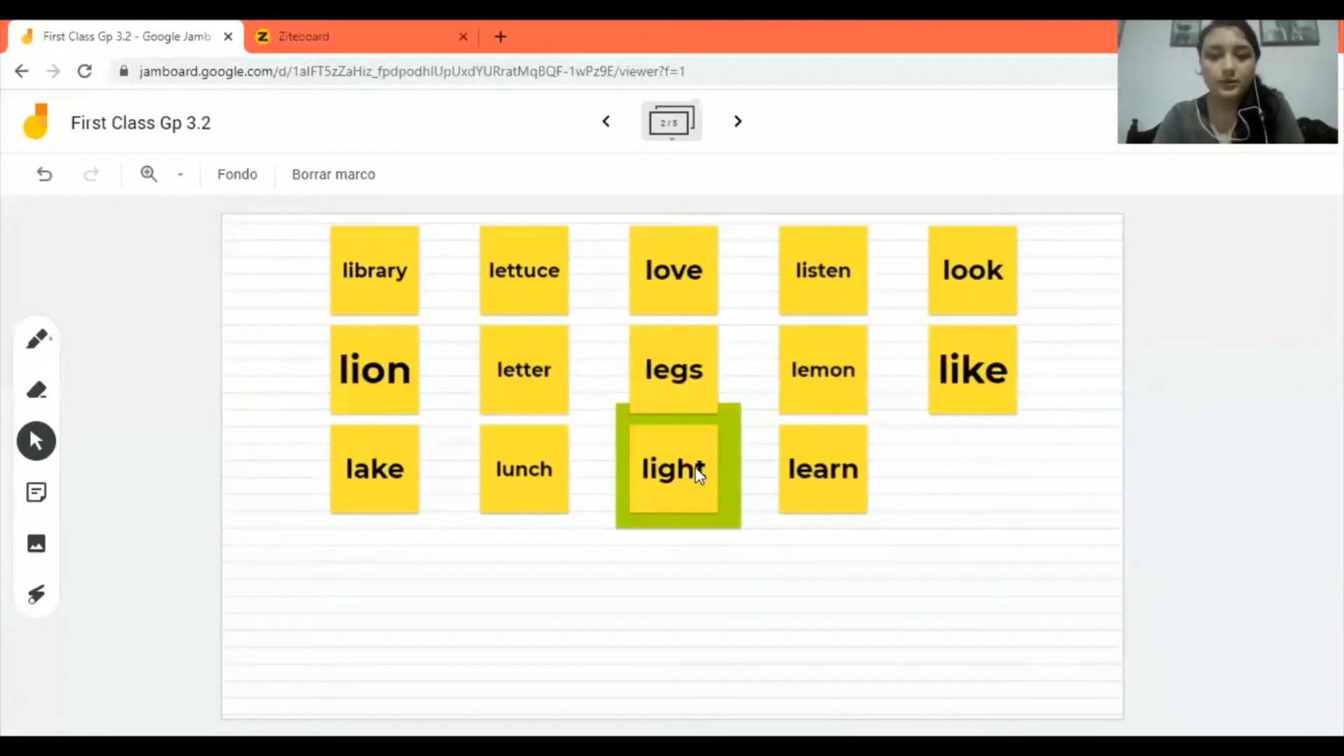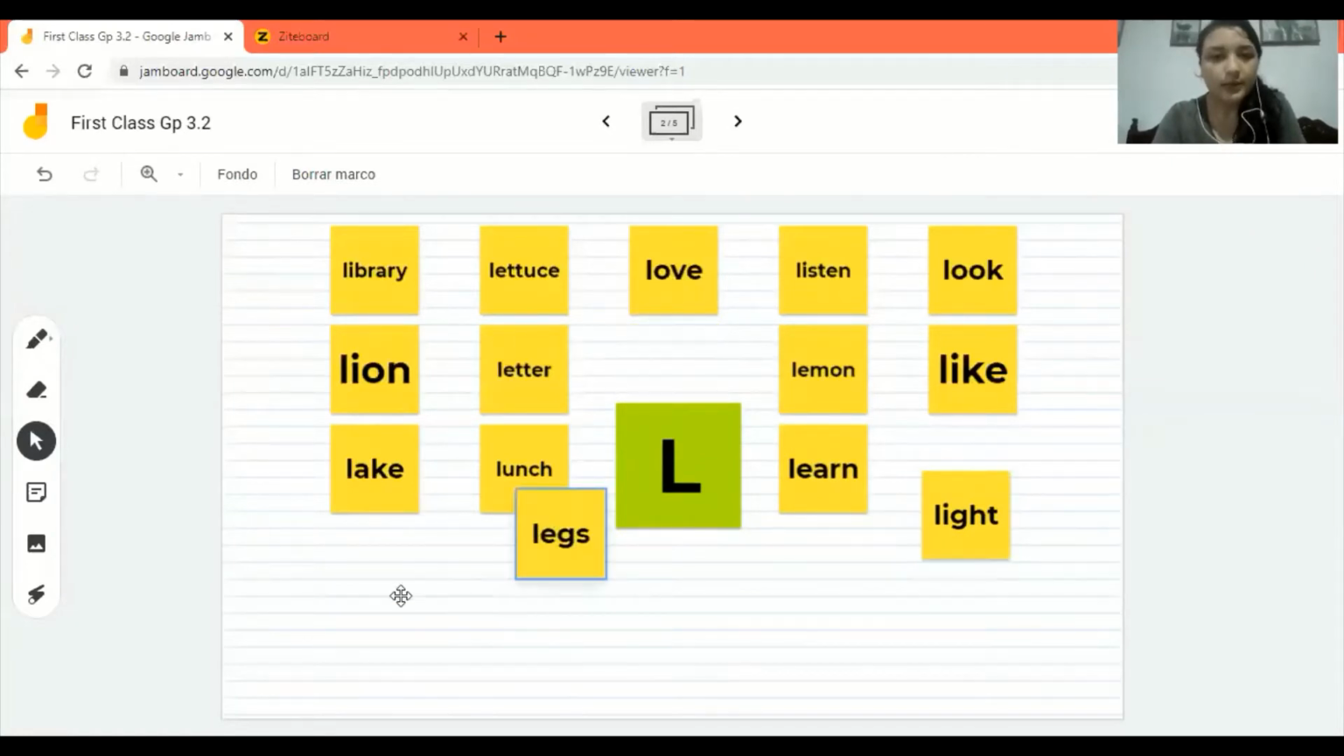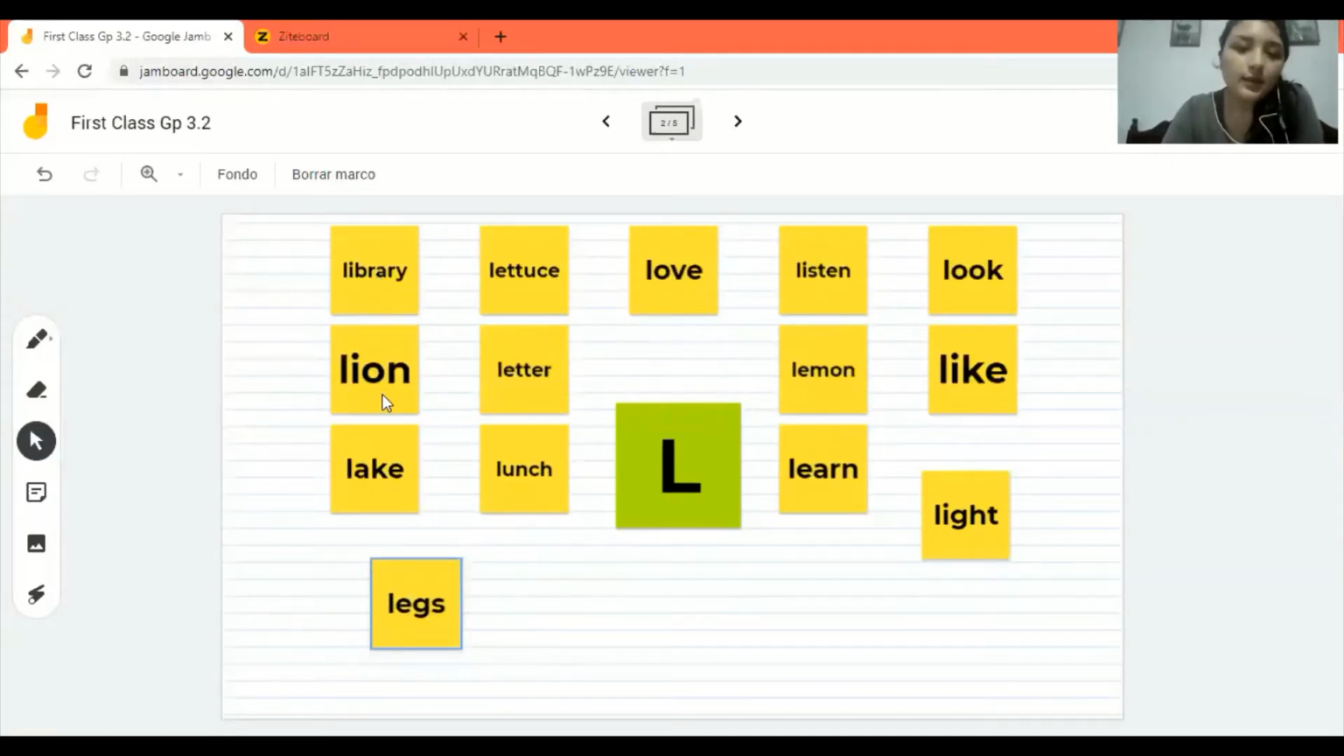How many words did you do? You have library, lion, lake, legs, lettuce, letter, lunch, love, listen, lemon, learn, look, like, and light. That is 14 words with L. Good job, guys. So let's move to the next activity.